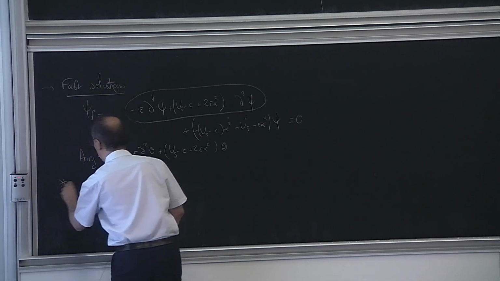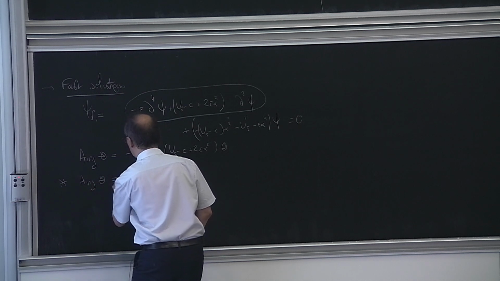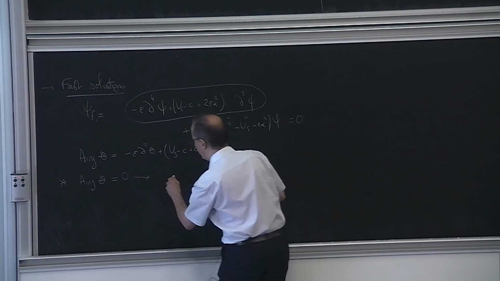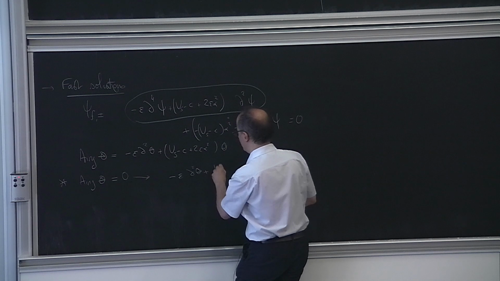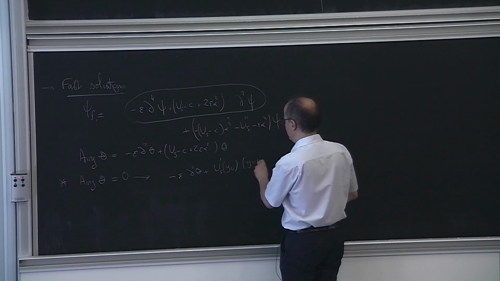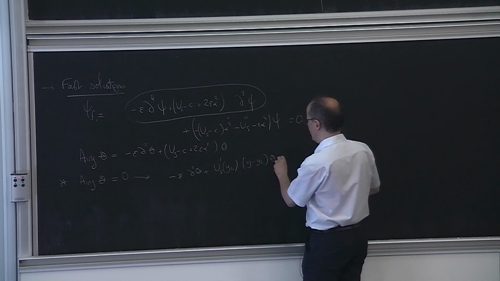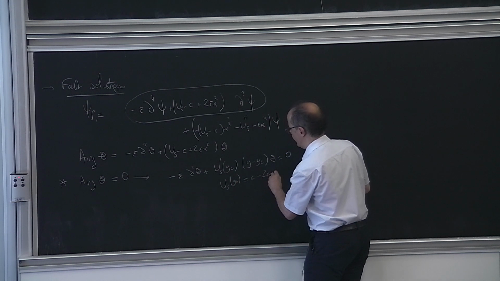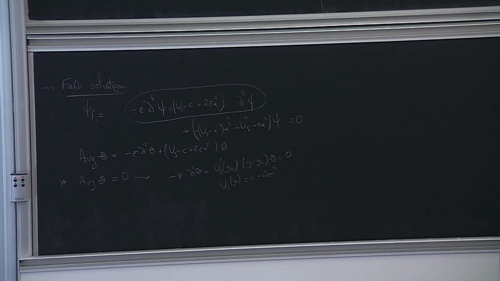So first step, Airy of theta equals 0. If we linearize, then we have minus epsilon d2 theta plus us prime of yc times y minus yc theta equals 0, where us of yc equals c minus 2 epsilon alpha square. So there is a funny epsilon alpha square, but don't be too upset with that. It's very, very small, in fact.